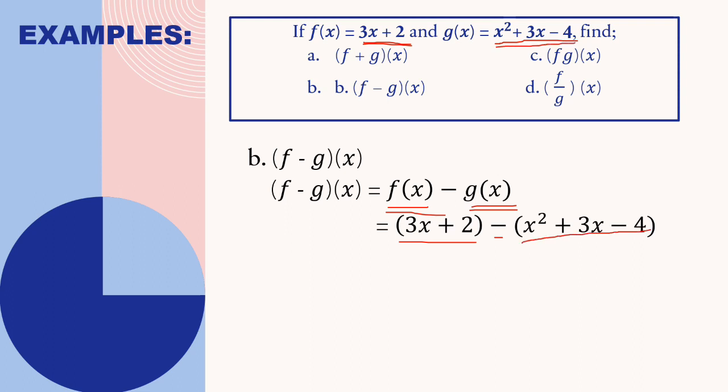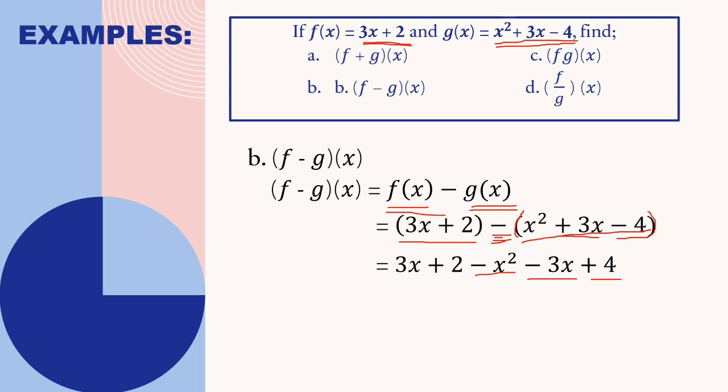Okay, so next, what will we do? Simplify. So 3x plus 2 here minus, so this is a subtraction. We are going to distribute the sign here on the second function. So we have negative times x squared, so we have negative x squared. The negative times 3x, so we have negative 3x. Then negative times negative 4, of course positive 4.